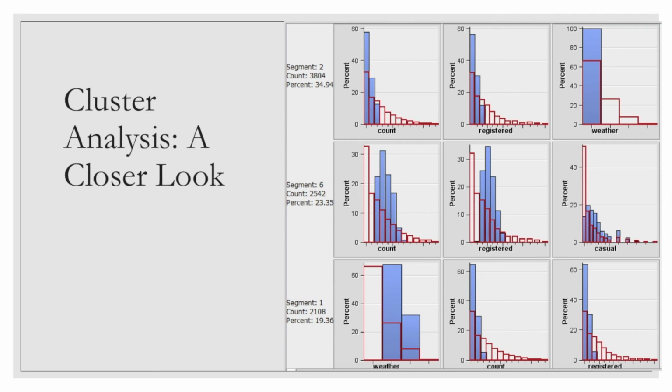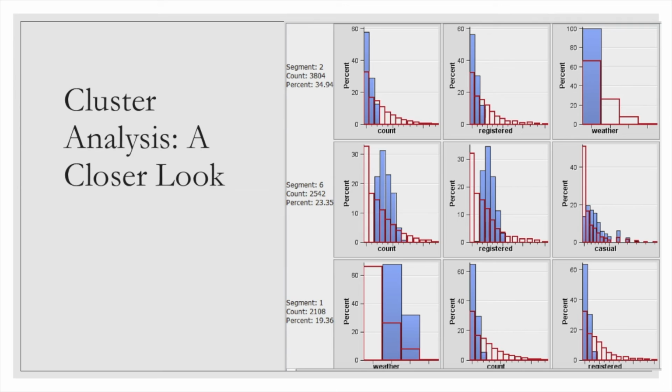Segment 6, our second largest segment, has a count of 2,542 and makes up 23.35% of the data. Its most important variables include count, registered, and casual. The distribution among the variables tends to be average overall.